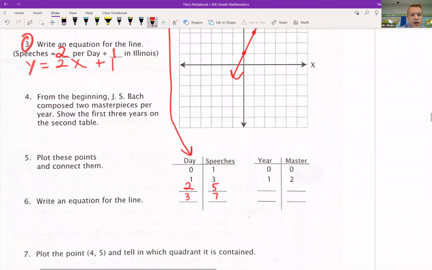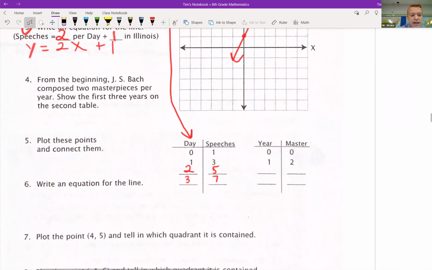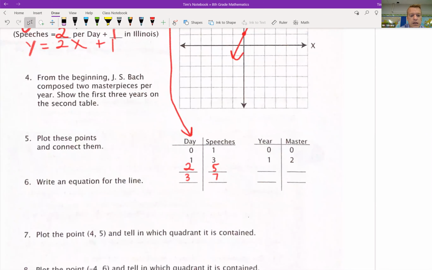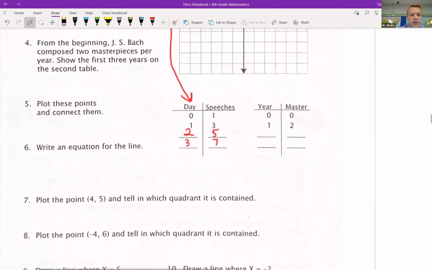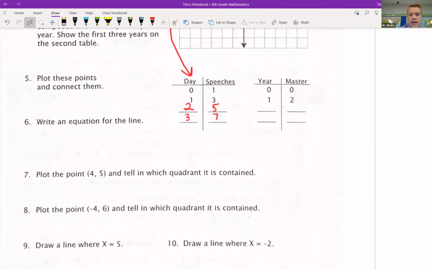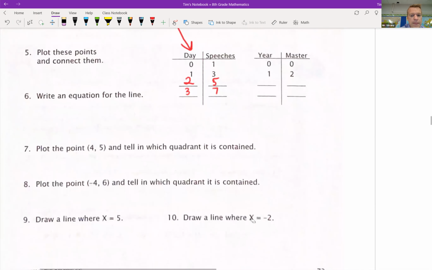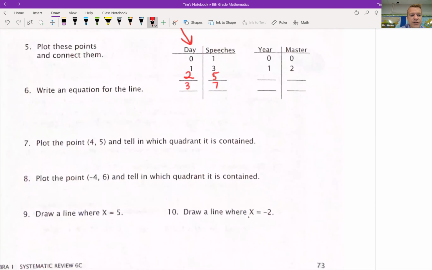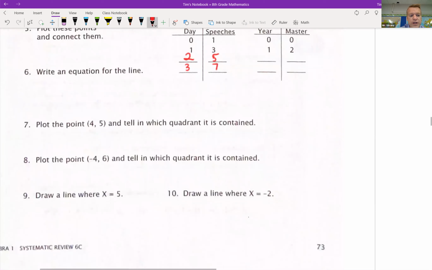All right, I want you to try to do number 4 by yourself. It's the exact same thing we just did. Okay, so you're going to plot the points, write an equation. You're going to use this table right here to help you out with it. Then on 7 and 8, you're just plotting those points and telling me what quadrant it is.